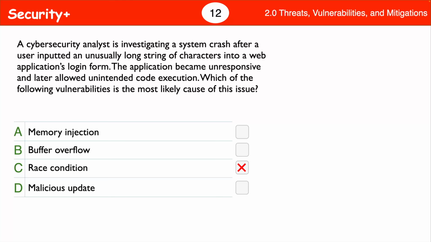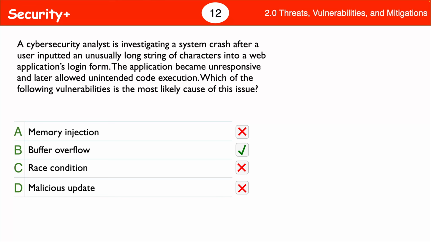Next, we can eliminate D, malicious update. A malicious update is an intentional attack where software is modified with harmful code. The scenario describes a system vulnerability caused by input handling, not unauthorized updates. So that leaves us with A or B. They're both very similar, but have different end goals, okay? So we can eliminate A, memory injection. Memory injection involves manipulating memory allocation to execute malicious code, but it's not directly caused by long user input. And that leaves us with B, buffer overflow.